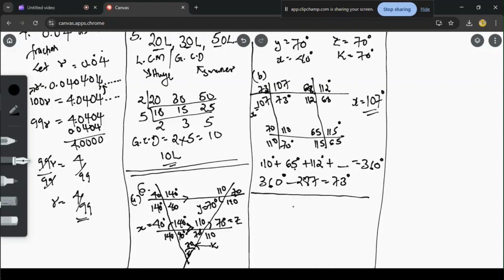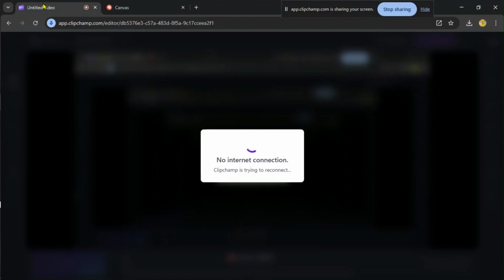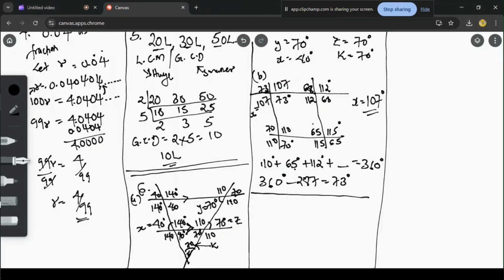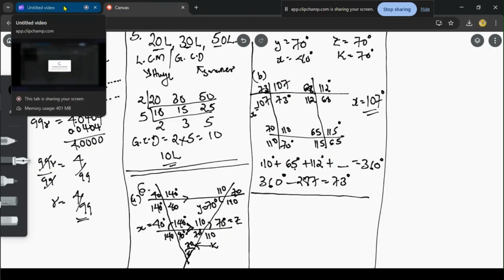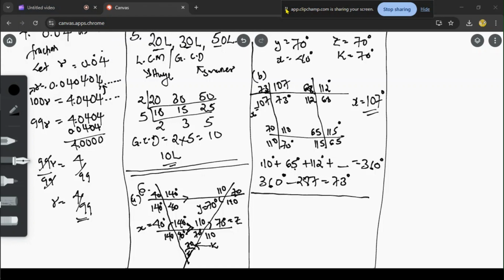The next one is this angle. We have the angle that lies here.